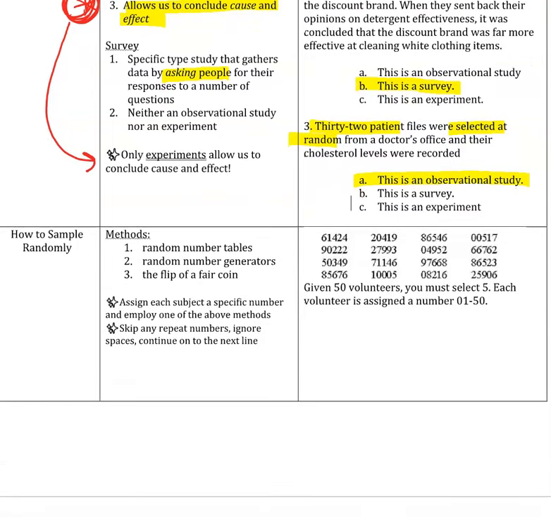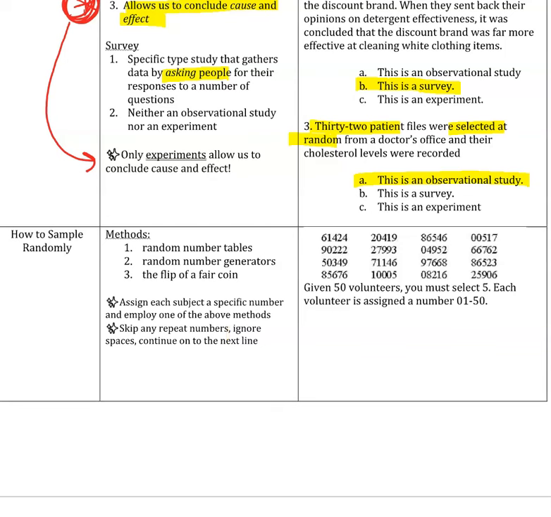So I keep mentioning random assignment, random selection, and so on and so forth. What does that mean? Remember, random assignment is actually very strategic, and you could employ methods of using random number generators, random number tables, or even just flipping a coin. Hey, I flip heads, you're in this group. Hey, I flip tails, you're in this group, and so on and so forth. So the big idea is that you need to assign each subject a specific number and employ one of the above methods. Make sure you skip any repeat numbers, ignore spaces, and continue on to the next line.